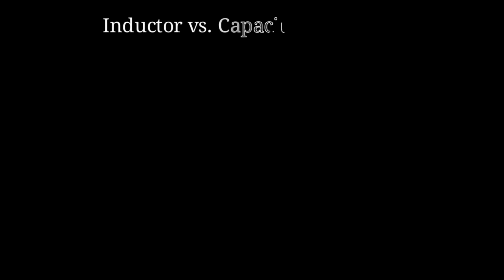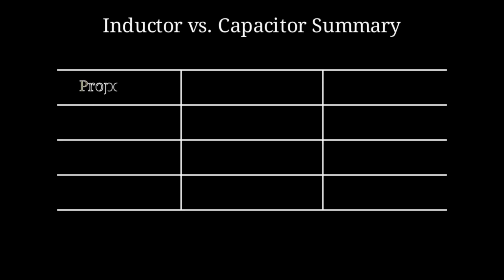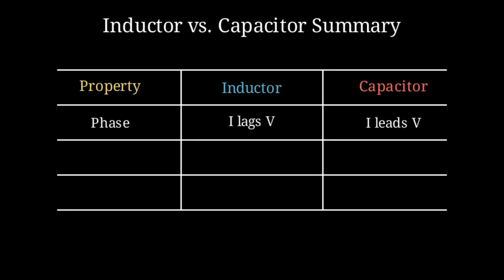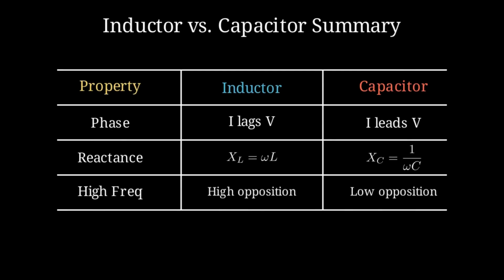To summarize, inductors and capacitors behave oppositely. In an inductor, current lags voltage and reactance increases with frequency. In a capacitor, current leads voltage and reactance decreases as frequency goes up. Both store energy without consuming it.